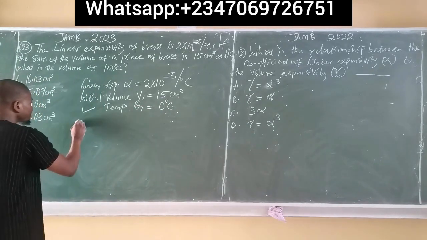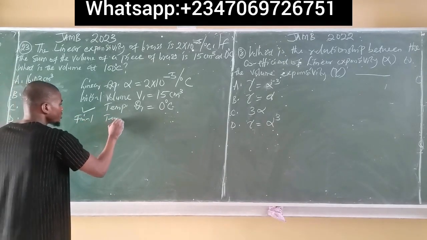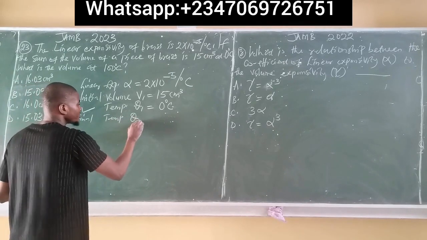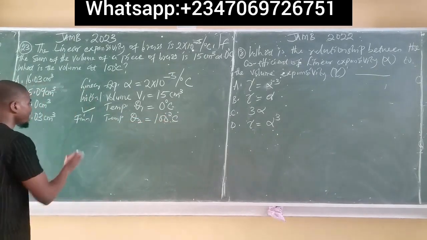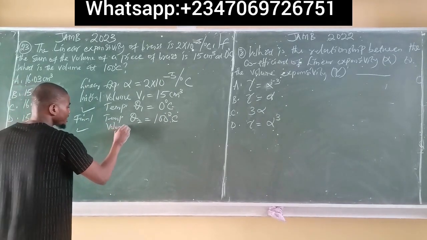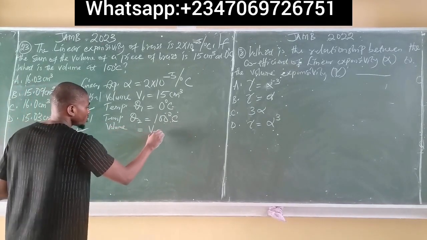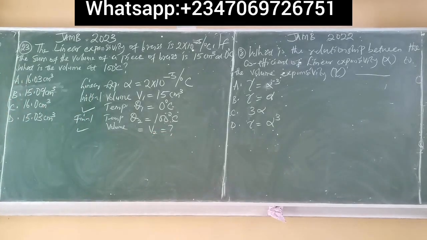Question says, what is the volume at 100 degrees Celsius? Which means final temperature has been given. Final temperature, which is theta 2, is given as 100 degrees Celsius. Now we are being asked the final volume, V2, which is unknown. Now these are all our parameters.